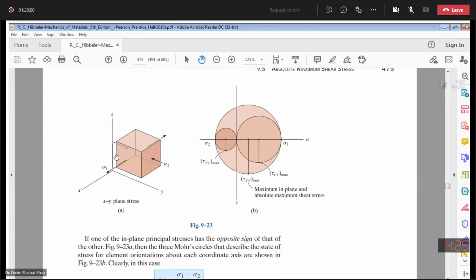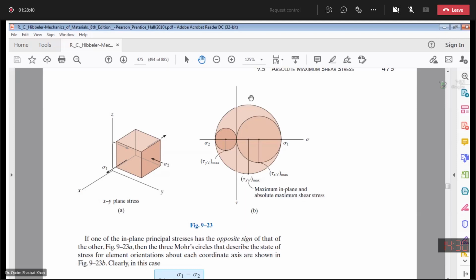In the second scenario, one of the principal stresses is positive and the other one is negative. Sigma 1 is positive as it is tensile in nature, whereas sigma 2 is negative. ठीक है जी? It is compressive in nature. So when we draw the figure, we will get the sigma 2 Mohr circle on the negative side, the sigma 1 Mohr circle on the positive side, and then the third case, the x and y plane.